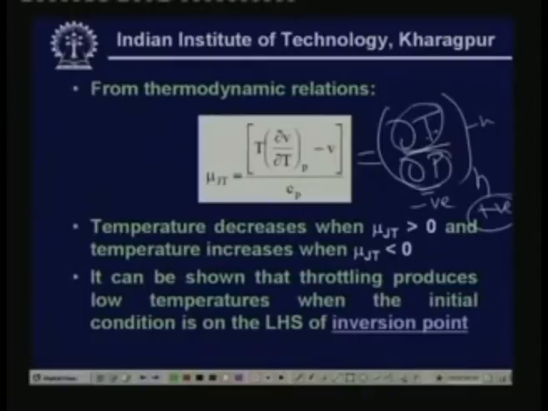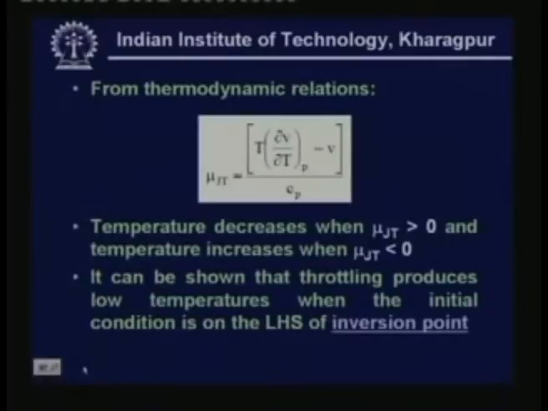dT is positive means the temperature at the end of the throttling device will be higher than the temperature at the inlet to the throttling device. That means temperature increases. So from this you can say that when mu_JT is greater than 0, temperature decreases, and when mu_JT is less than 0, temperature increases. And it can be shown that throttling produces low temperatures when the initial condition is on the left hand side of what is known as an inversion point. So now let me describe the inversion point.